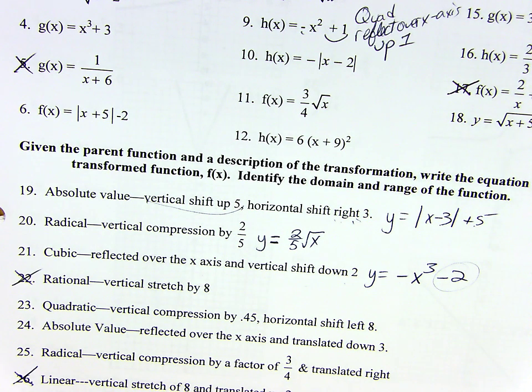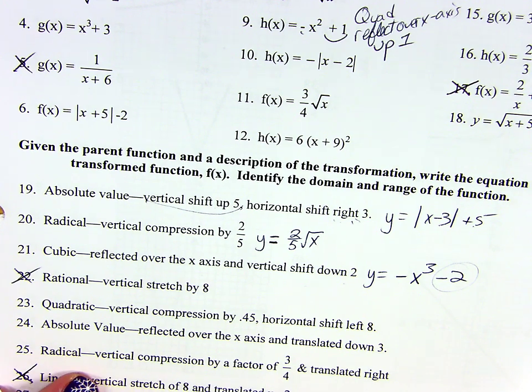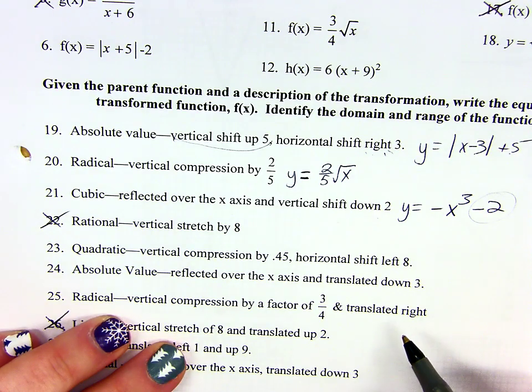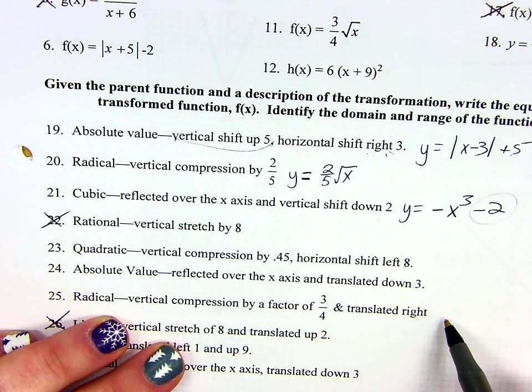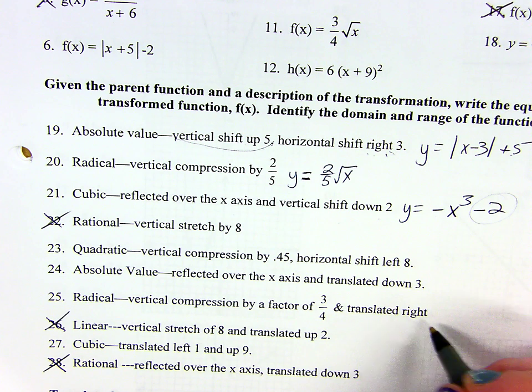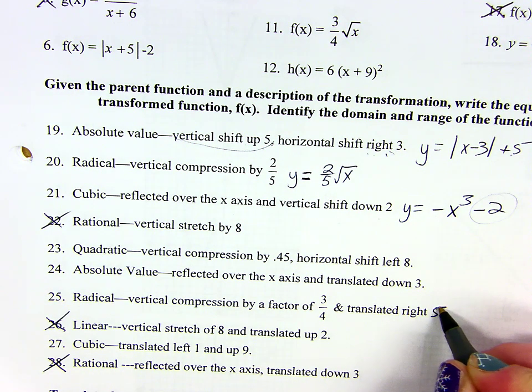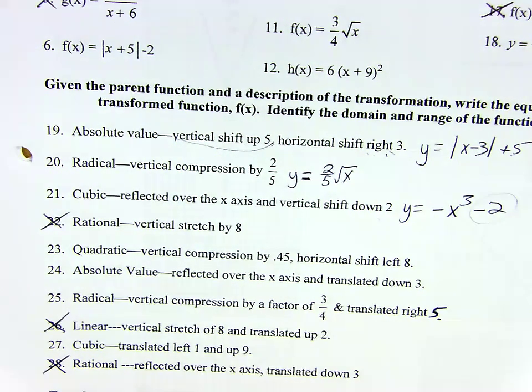I just want to do one more with you. Okay, let's do 25. I actually think 25 is missing. It just says compressed by a factor of 3/4 and then translated right, but it doesn't give you a number. Let's put a 5. So on 25, if you could add the number 5 to the end of the sentence, and then go ahead and try it.